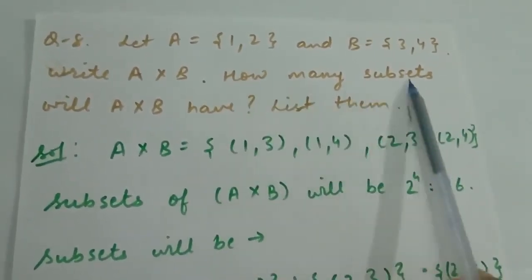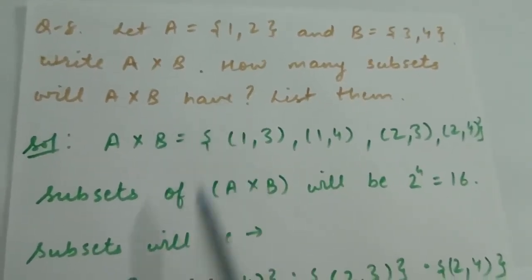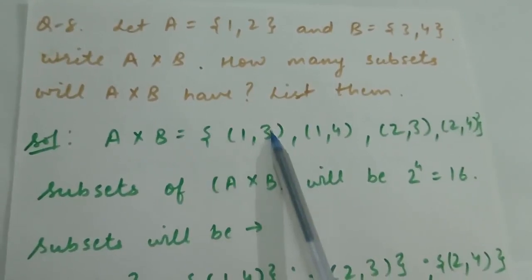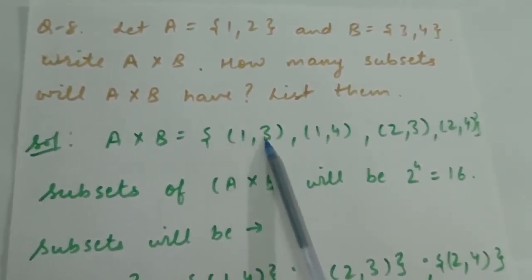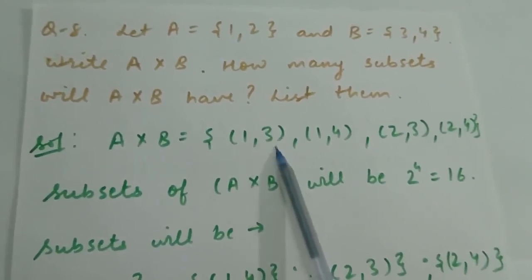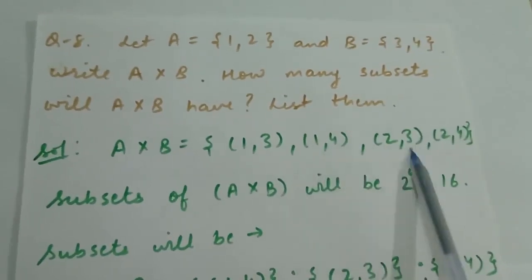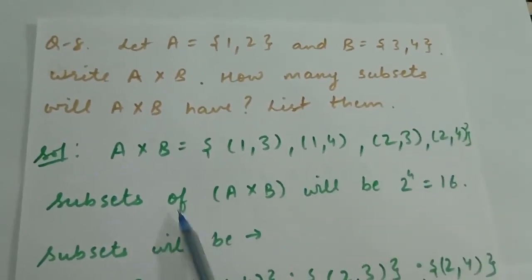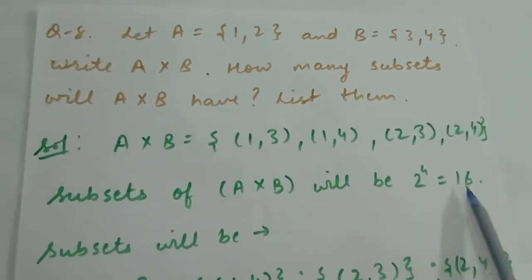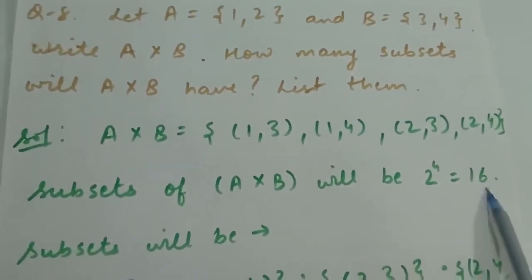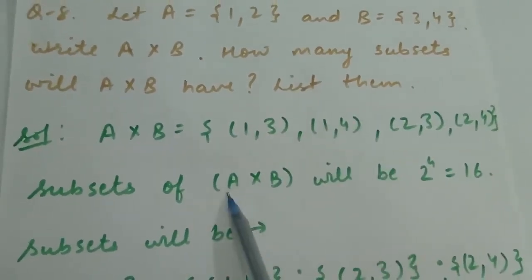How many subsets will A cross B have? We have studied this in the first chapter. If a set has n elements, then its number of subsets will be 2 raised to the power n. So A cross B here has 4 elements. So the subsets of A cross B will be 2 raised to the power 4, that is 16, right? Now list them. We also have to list all the subsets.